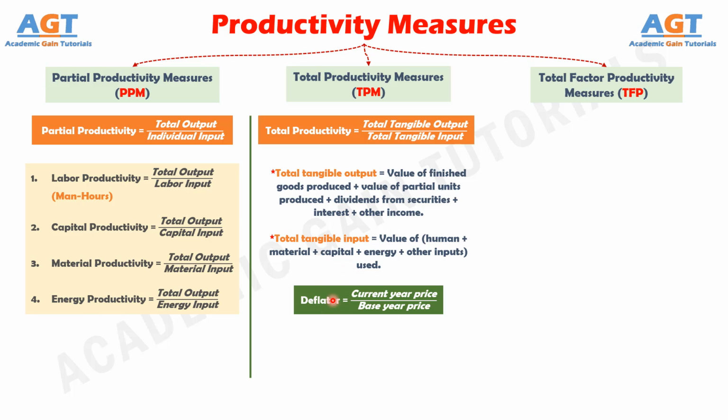Deflators are used to nullify the effect of changing the price from one year to another. So, how do we get the value of deflator? Deflator value is obtained by dividing the current year price by the deflator base year price.